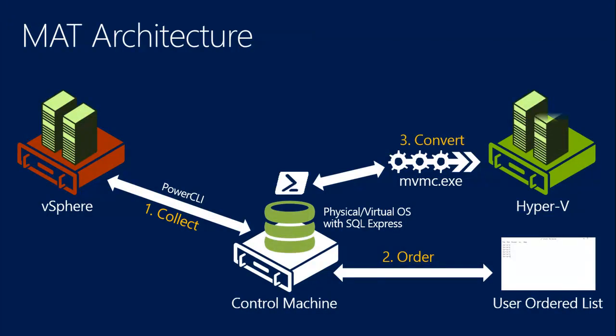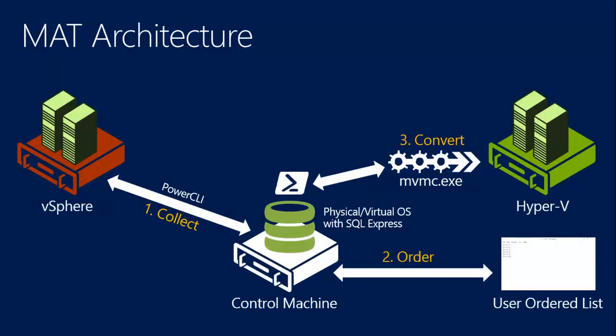Once it's back in the database, then we actually fire off the conversion, and the conversion, again, is that mvmc.exe, and that does the middle part. So it does the removal of VMware tools, the disk geometry conversions, and that sort of thing. What it didn't do was this outer layer of management. So again, PowerShell calling mvmc, and that'll convert it. You'll end up on Hyper-V.